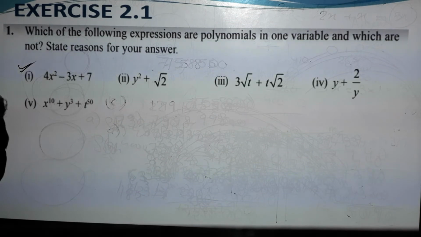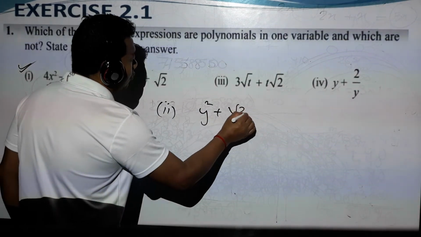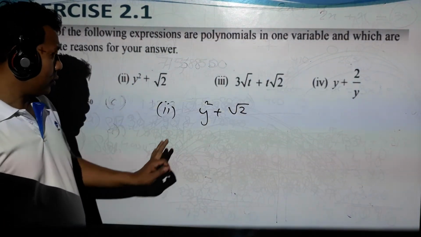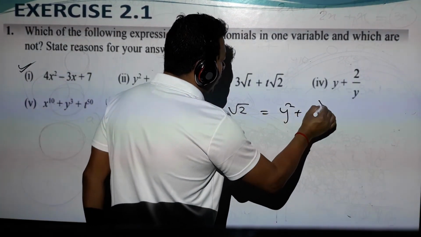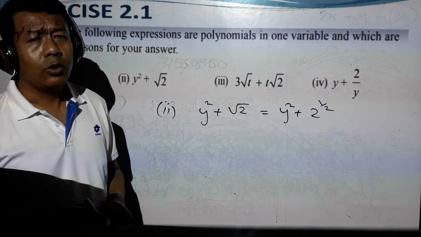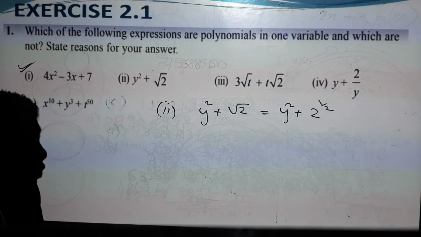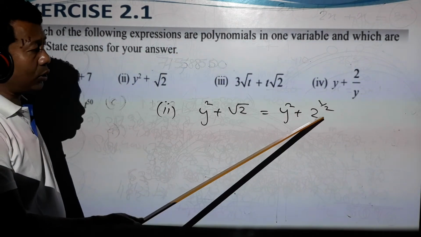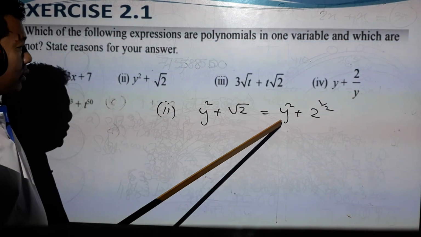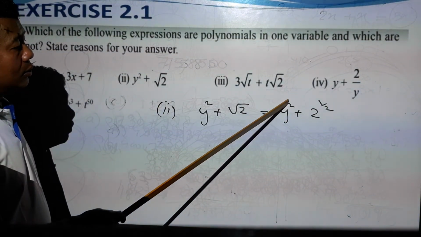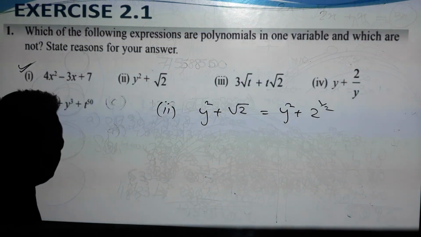Roman number 2. y squared plus root 2. You can express this in exponential form also: y squared plus 2 to the power 1 by 2. But by the definition of a polynomial, you have to see the powers of the variables only. Of course, 2 is not a variable, so we need not see the power of the constant. We have to see the power of the variable. What is the power of variable y? 2, which is a whole number. So this is also a polynomial in one variable.